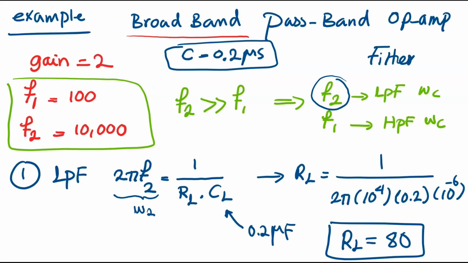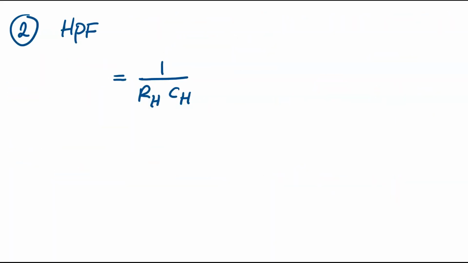Now let's go to the next step, which is designing the parameter of the high pass filter. For the high pass filter, again, we know that the cutoff frequency is equal to 1 over RH multiplied by CH. And this time, this cutoff frequency for the high pass filter should match the smaller cutoff frequency, which is F1. So we have 2 pi f1 here, which is basically our omega 1. So omega 1, or the smaller cutoff frequency, is equal to the cutoff frequency of high pass filter.